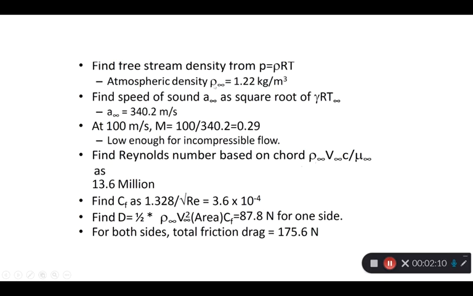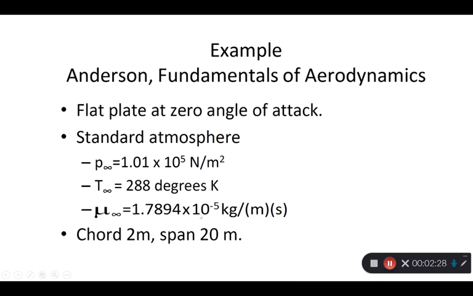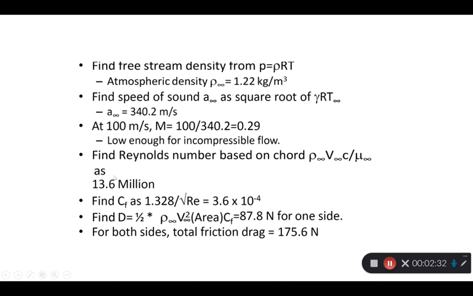Then you take the rho infinity, which is 1.22 kilogram per meter cubed. This flat plate is flying at 100 meters per second, so that's V infinity. It's got a chord of 2 meters. Look up the viscosity from a supply table, or in this case, it is given. So you can solve for the Reynolds number. The Reynolds number is 13.6 million.